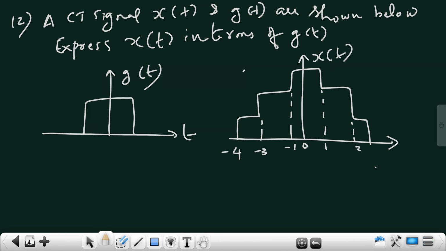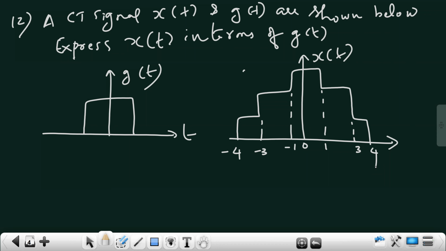It is a kind of staircase waveform that we have in x of t, and from this pulse input g of t, we need to generate x of t. So we are there to express x of t in terms of g of t. That means from g of t, we need to create different versions of g of t, and then we need to add or subtract whatever it may be, and from that particular mathematical operation, we need to get x of t. That is what the meaning.